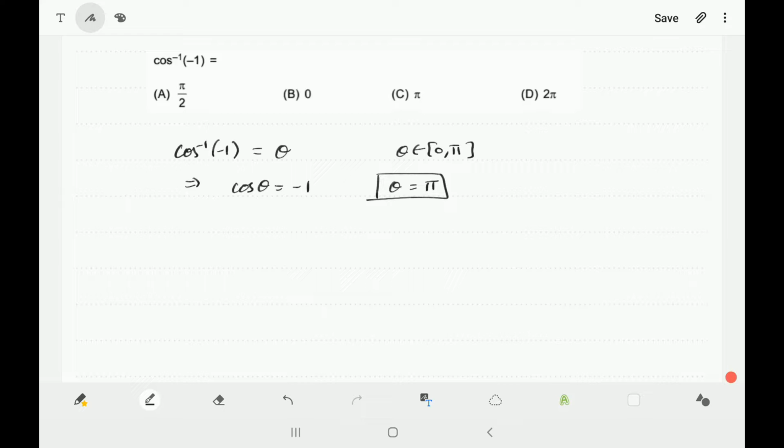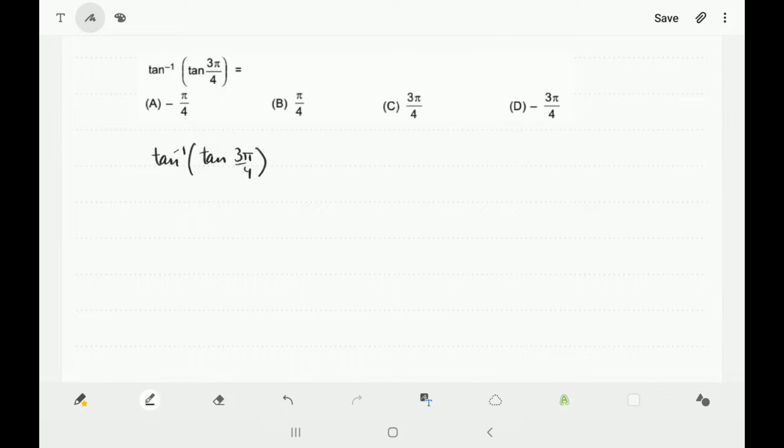So in 0 to pi there will only be one value, which is pi. Secondly, you can also solve this problem as pi minus cos inverse of 1, using the property that cos inverse of -x is the same as pi minus cos inverse x. We already know that cos inverse of 1 is 0, so pi minus 0 will give us the answer pi. So the answer for this problem is option C.